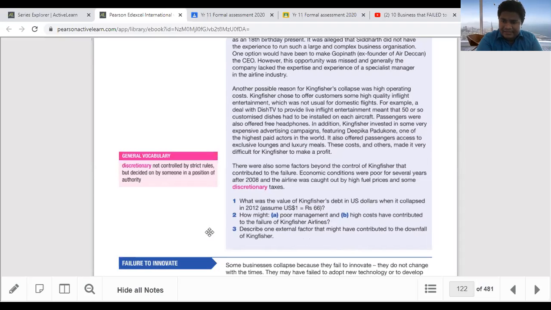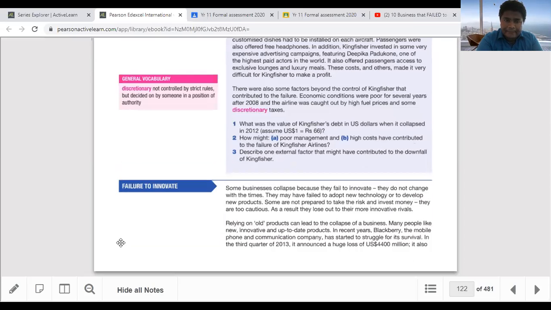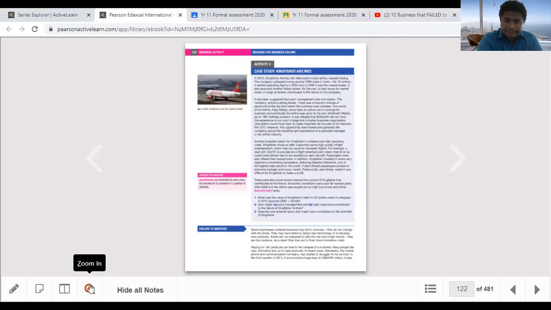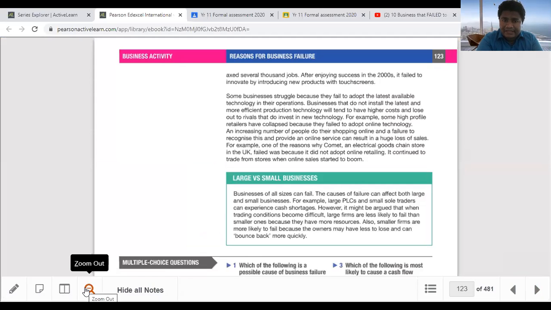Today's lesson, I want to talk to you about failures: why businesses fail and what the reasons are. These are the main reasons we are focusing on today, including the failure to innovate. As I mentioned, the Thomas Cook case again: their main reason was a failure to innovate. Innovation is really important. If you fail to innovate, then the organization will eventually fail.